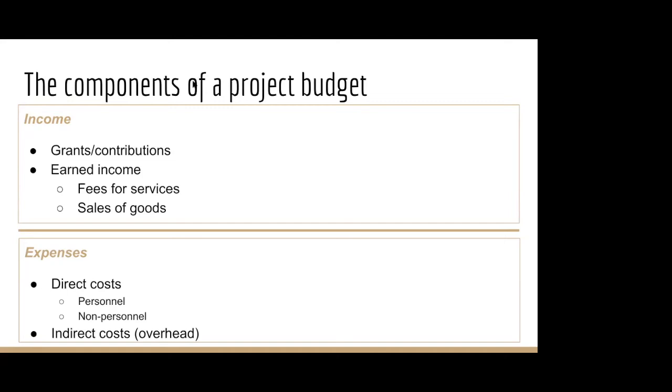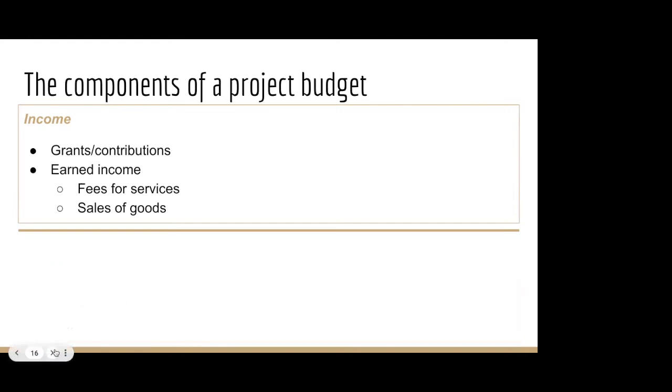So we're going to move on to income, which is equally important, but hopefully, you know, not as complicated. And when we think about income, yes, we are talking about grants, but we're also talking about everything else that brings an income that goes in support of your project. So that can be earned income or any fees that you collect or from the sale of any goods.